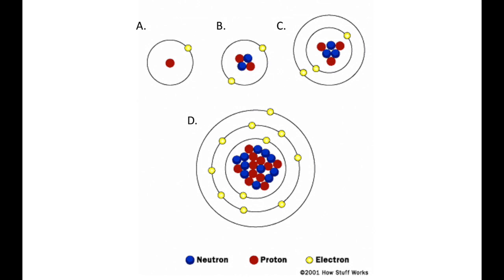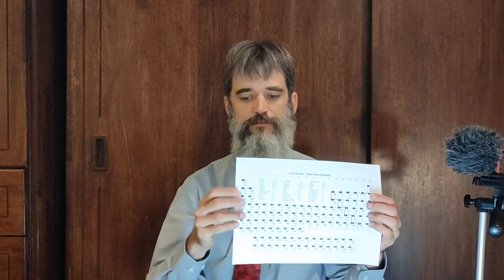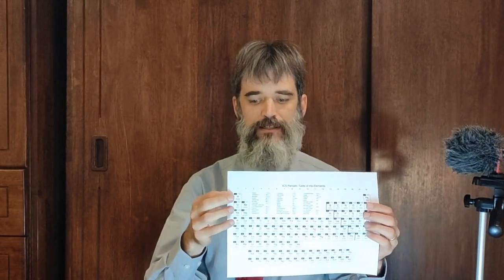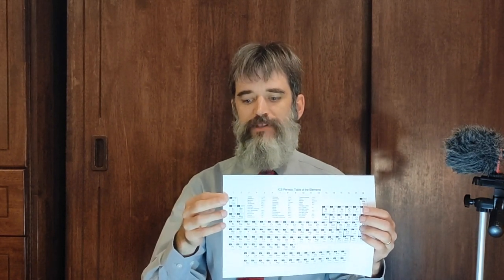So hydrogen, if you look at the periodic table, you'll find hydrogen up here in the top left corner. So hydrogen has a little number 1 up there in that black box. If you're looking at the ICS periodic table of the elements, it has number 1 up there. Inside that black box, that is telling us the atomic number. Okay, so we'll see more of that.